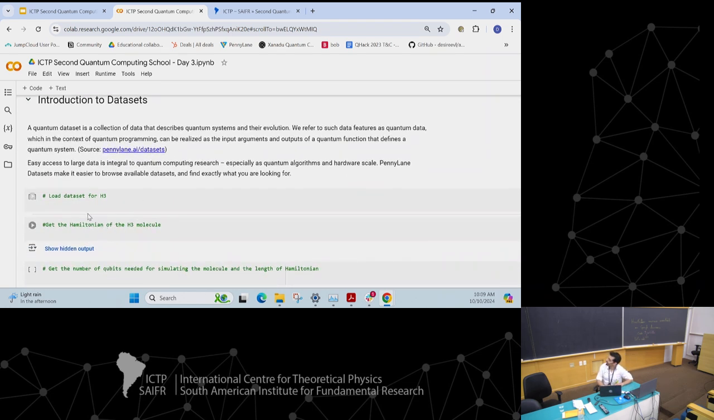So the example we're going to look at is we're going to load the data set for H3 and access things like the Hamiltonian, the VQE gates, the optimized VQE gates, and you can get like the ground state energy, for example.